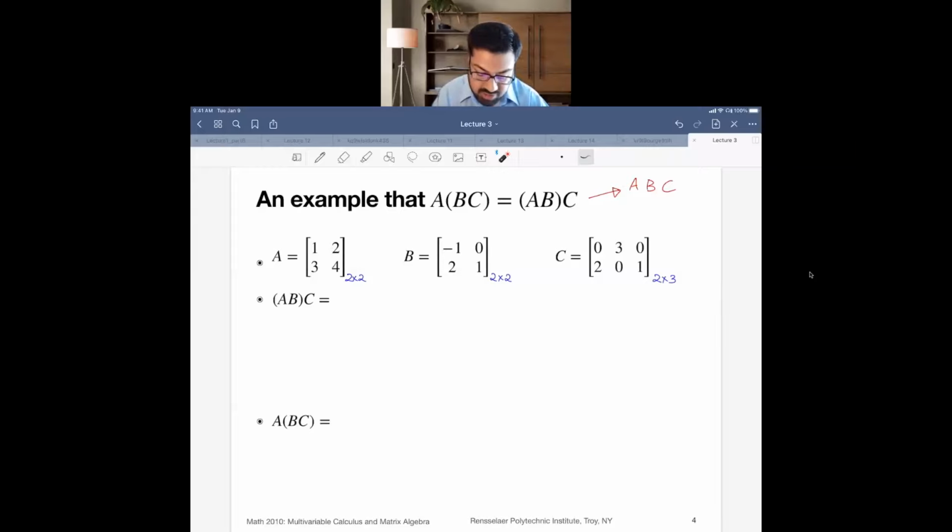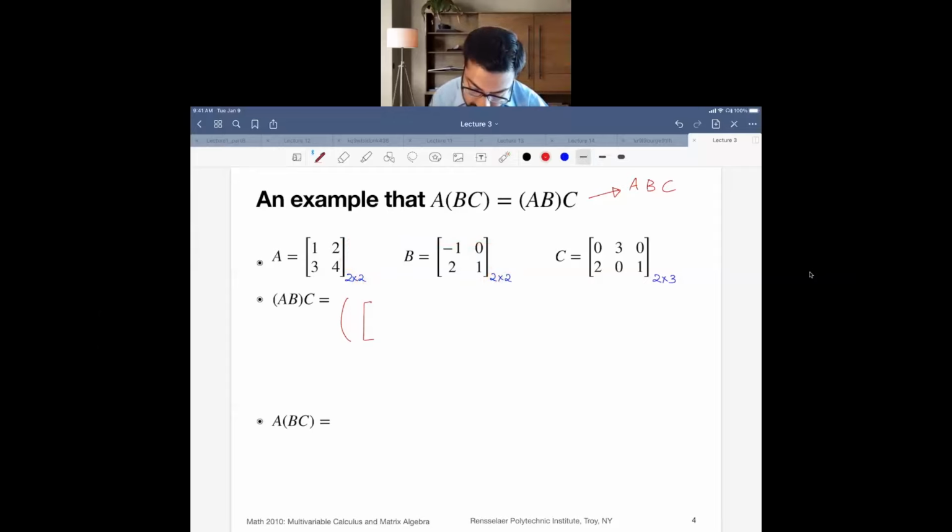So let's try to do the first case. We are multiplying A and B first, and then we are finding the product with C. So AB is going to equal what? Let me use red here. So we have A times B. A times B is going to be another 2 by 2 matrix, because this equals this. You will be able to do the matrix multiplication, and the answer will be the outer dimensions, 2 by 2, right? So a 2 by 2 matrix.